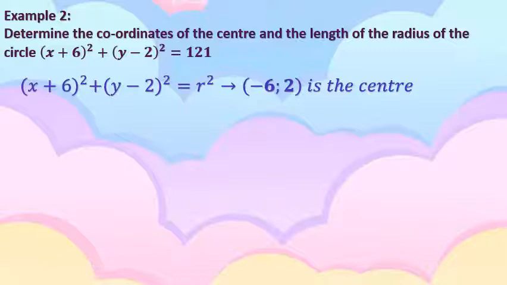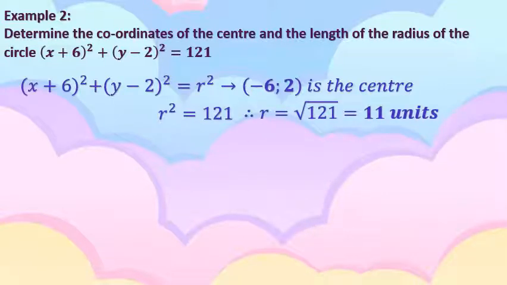So the center is (negative 6, 2), and r squared is 121. So how are we going to get the radius all by itself? We square root 121 to give us 11 units.